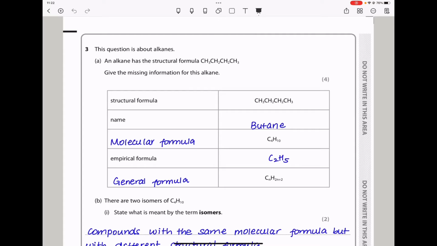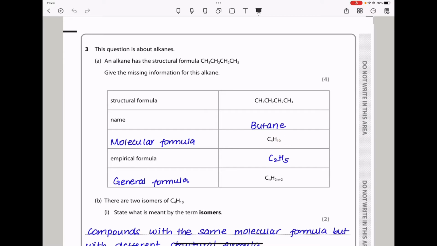Question 3, this question is about alkanes. An alkane has the structural formula, which is that these are 4 carbons and of course 10 hydrogens. Give the missing information for this alkane. The name of this alkane is going to be butane, because you can see it has 4 carbons, so it's going to be butane.